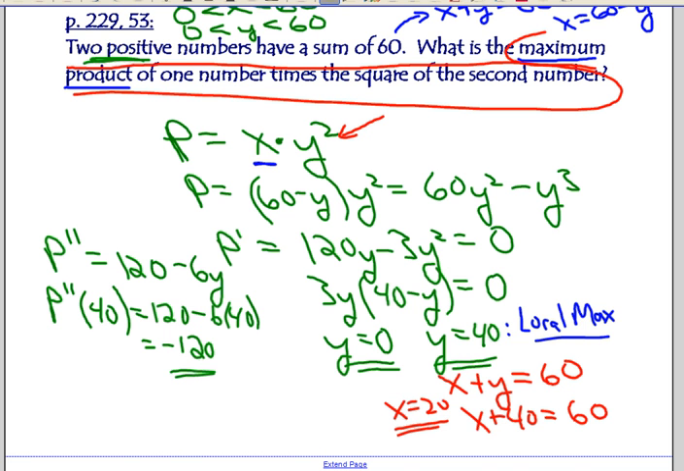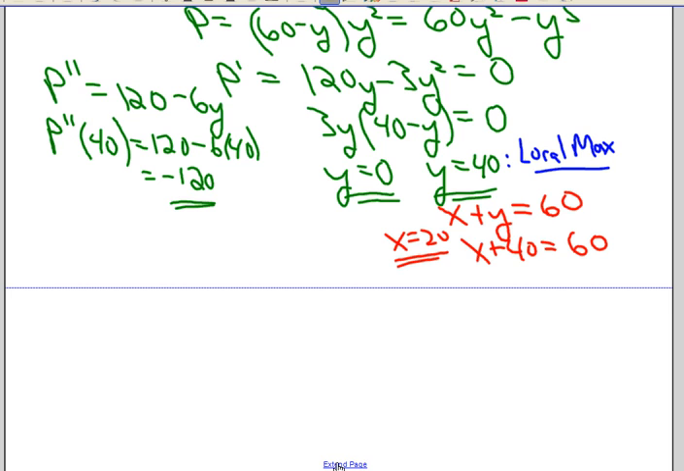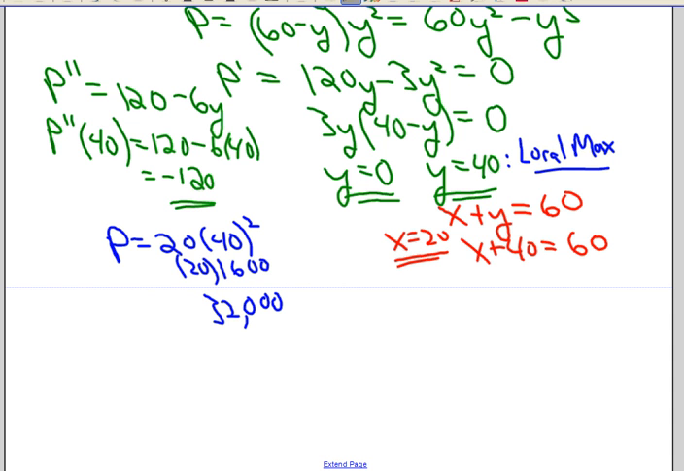All right, let's find our product. Our product is one number and the second number is squared. So our product is 20 times 40 squared. 40 squared is 1600. Take that times 20. Looks like we have a 32 with 3 zeros. So our final answer is 32,000.